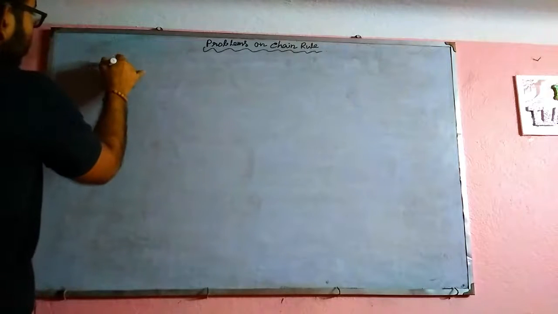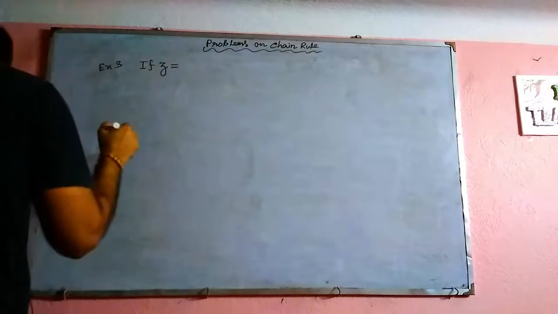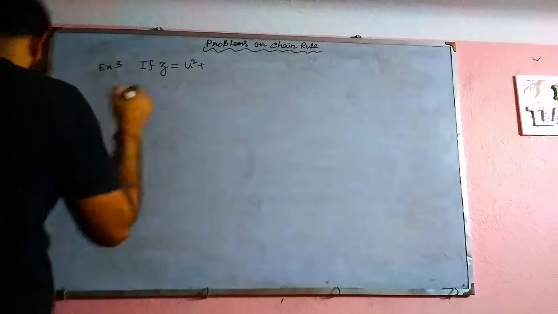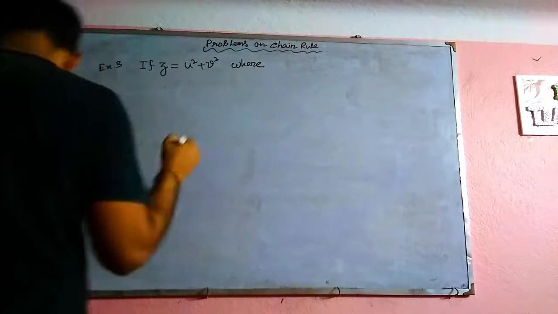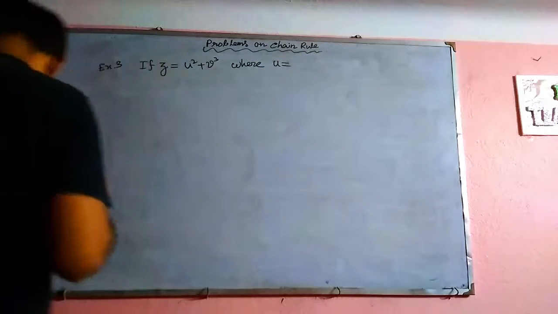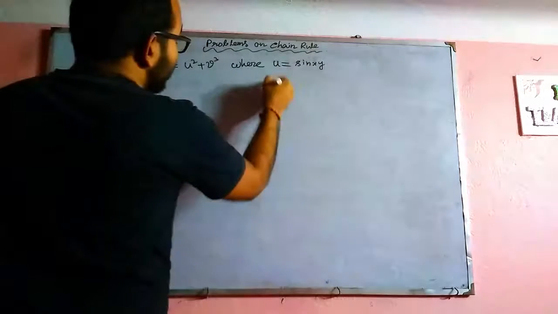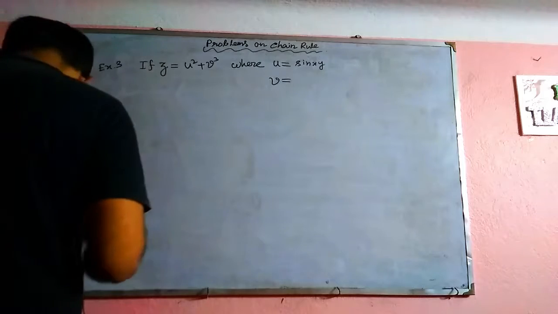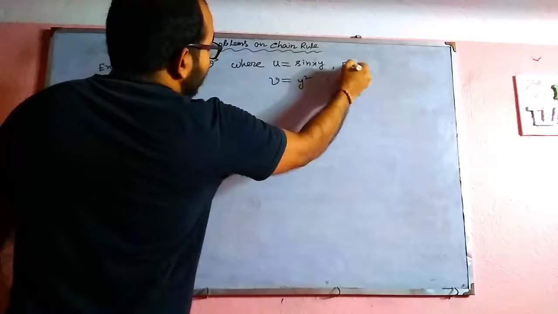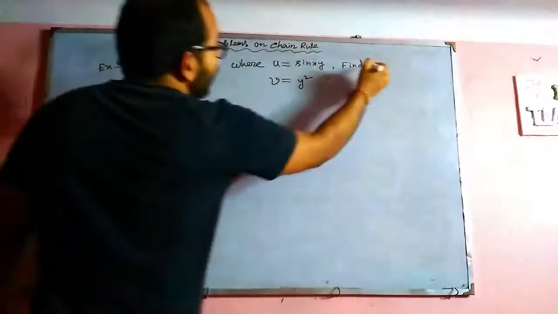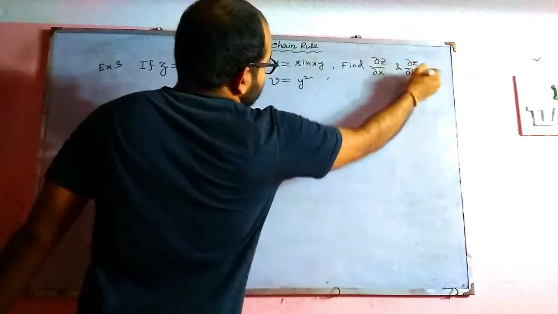Now our problem number 3 is, if z is equal to u square plus v cube, where u is equal to sin xy and v is equal to y square, find del z del x and del z del y.